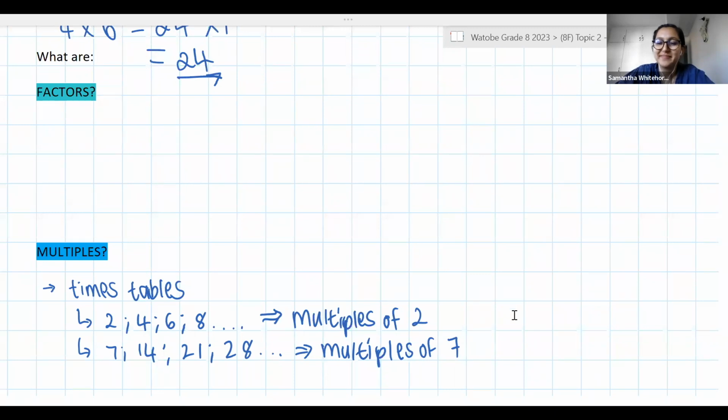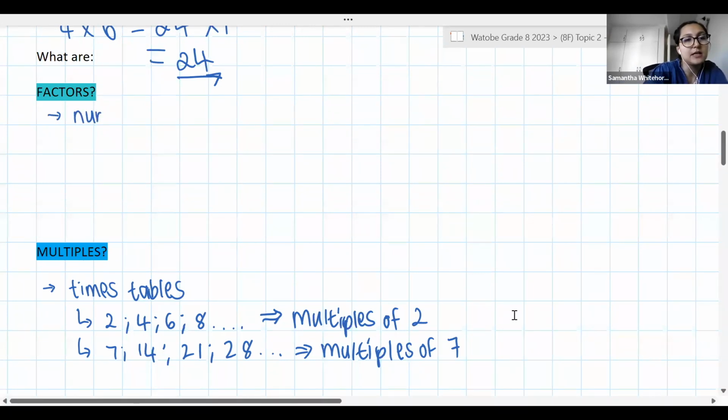Hello, ma'am. I wanted to define the factor. The factor is a number that is divided into another without a remainder. Perfect. Okay, so factors are basically numbers that can divide into another number without a remainder.